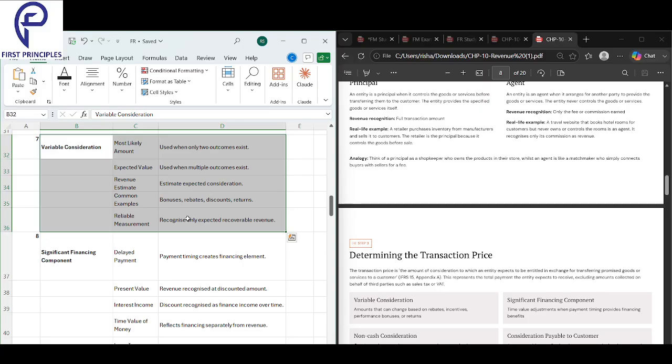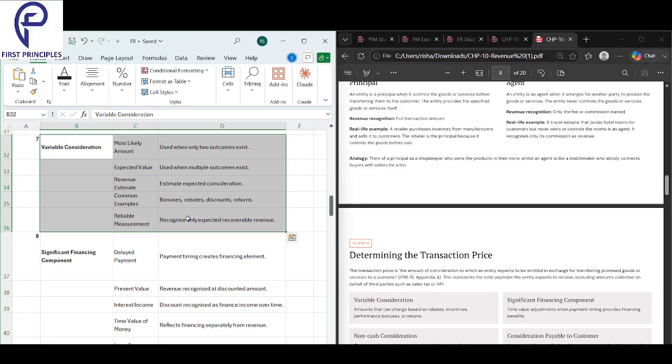Reliable measurement. Only record revenue you are pretty sure you will keep. Very important. If there is a certain part of revenue you don't think you're going to get, say you sold on credit for 1 million and you don't think you'll recover more than 500,000, then you should record only 500,000. Only record what you think you can recover.